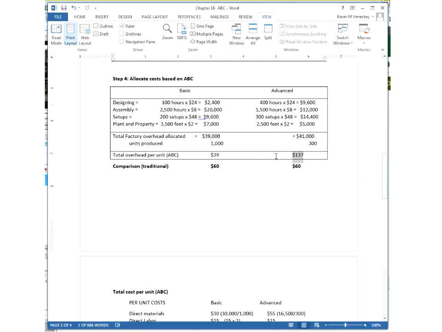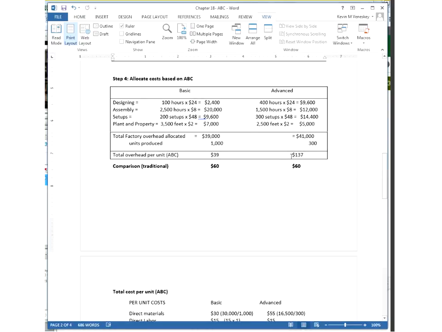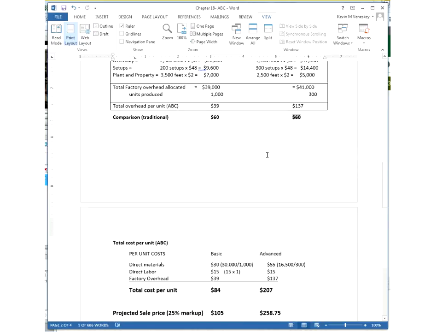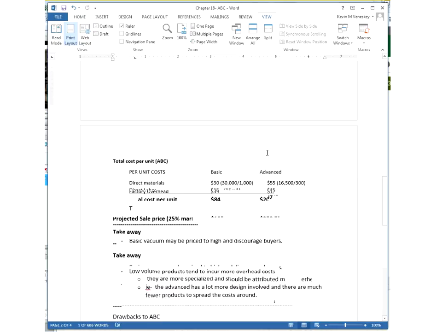Whereas the advanced takes kind of a hit. Their rate went from $60 when really it costs about $137. And a lot of that comes from the design. It took a lot longer to design, and those guys are paid a lot more, like engineers. Therefore, more of the cost should go to the advanced. And that equates to $137 per machine or per item instead of just the $60, which makes a huge difference in our total costs.